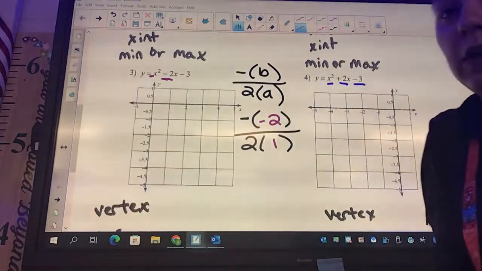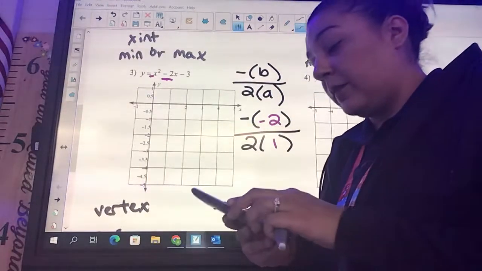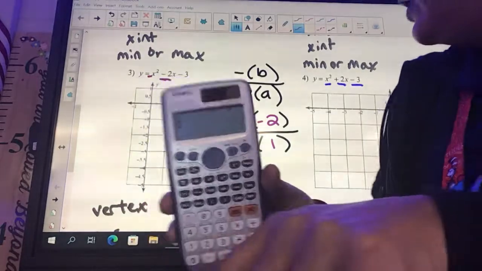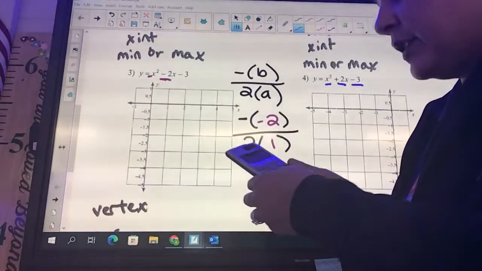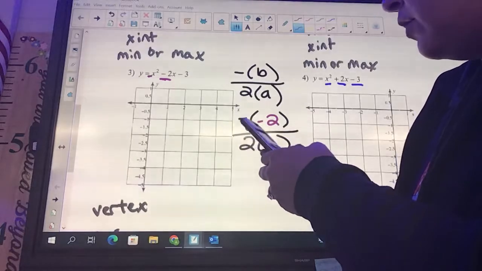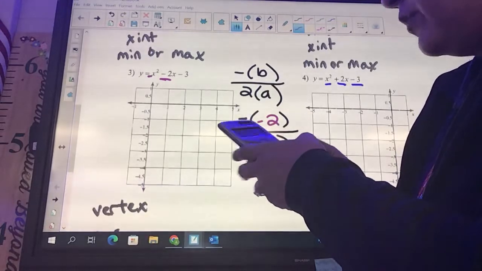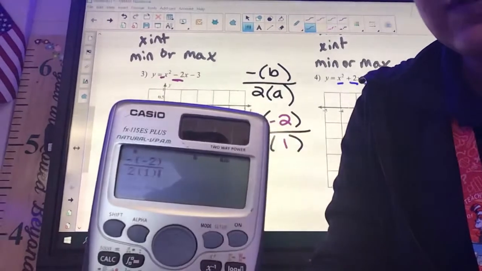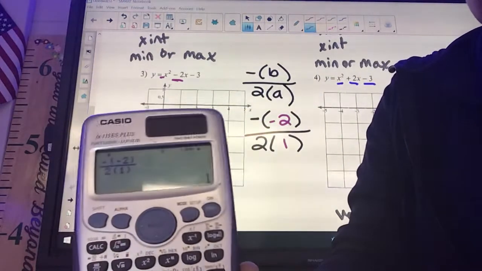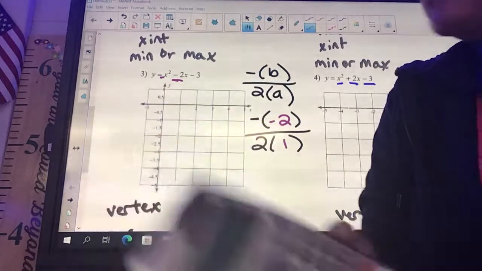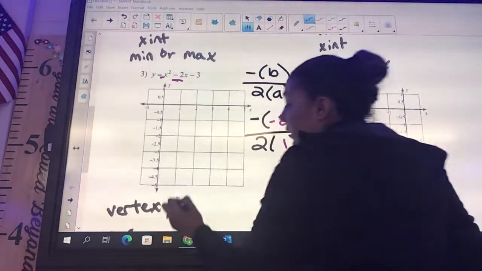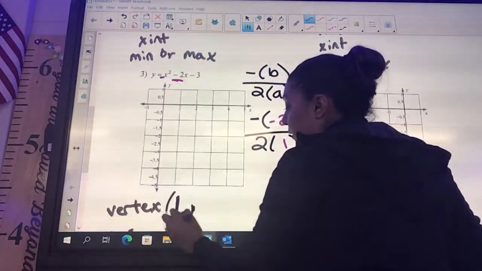On your calculator, you're going to type in the fraction button, and it should look exactly like that. You're going to say negative, parenthesis, -2, over 2 parenthesis times 1. It should look like this. Take a second, pause, make sure yours looks like that. Hit equals. We got 1. So the first part of your vertex, and you can fill it in here, is going to be 1. We found the x part.